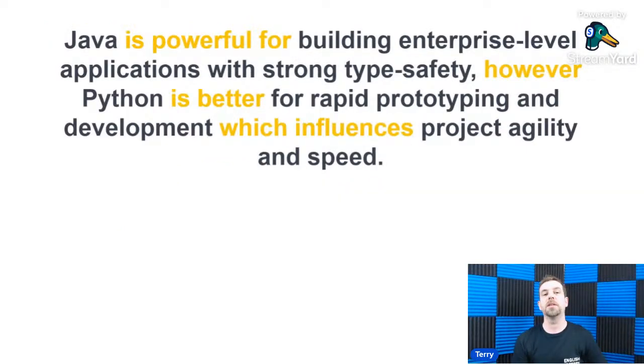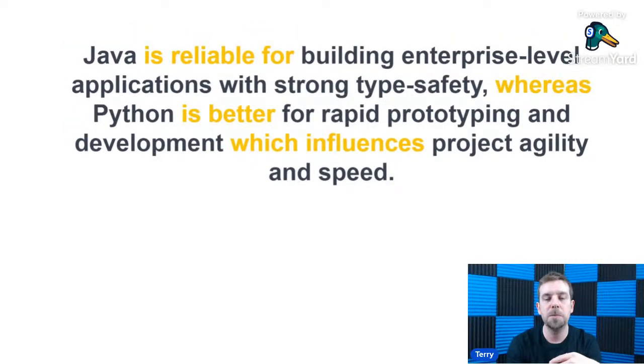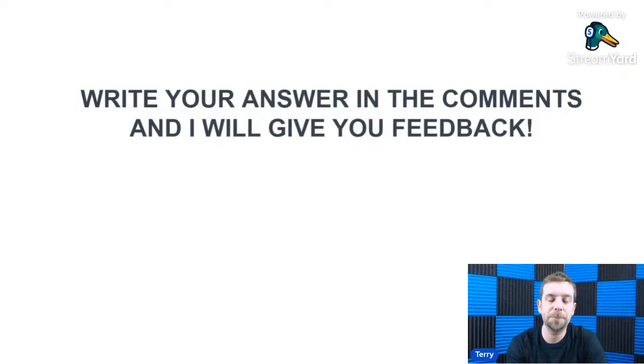So, for example, here, Java is powerful for building enterprise level applications with strong safety. However, Python is better for rapid prototyping, which influences. So again, it's the same structure again and again, but just showing you different answers, right?